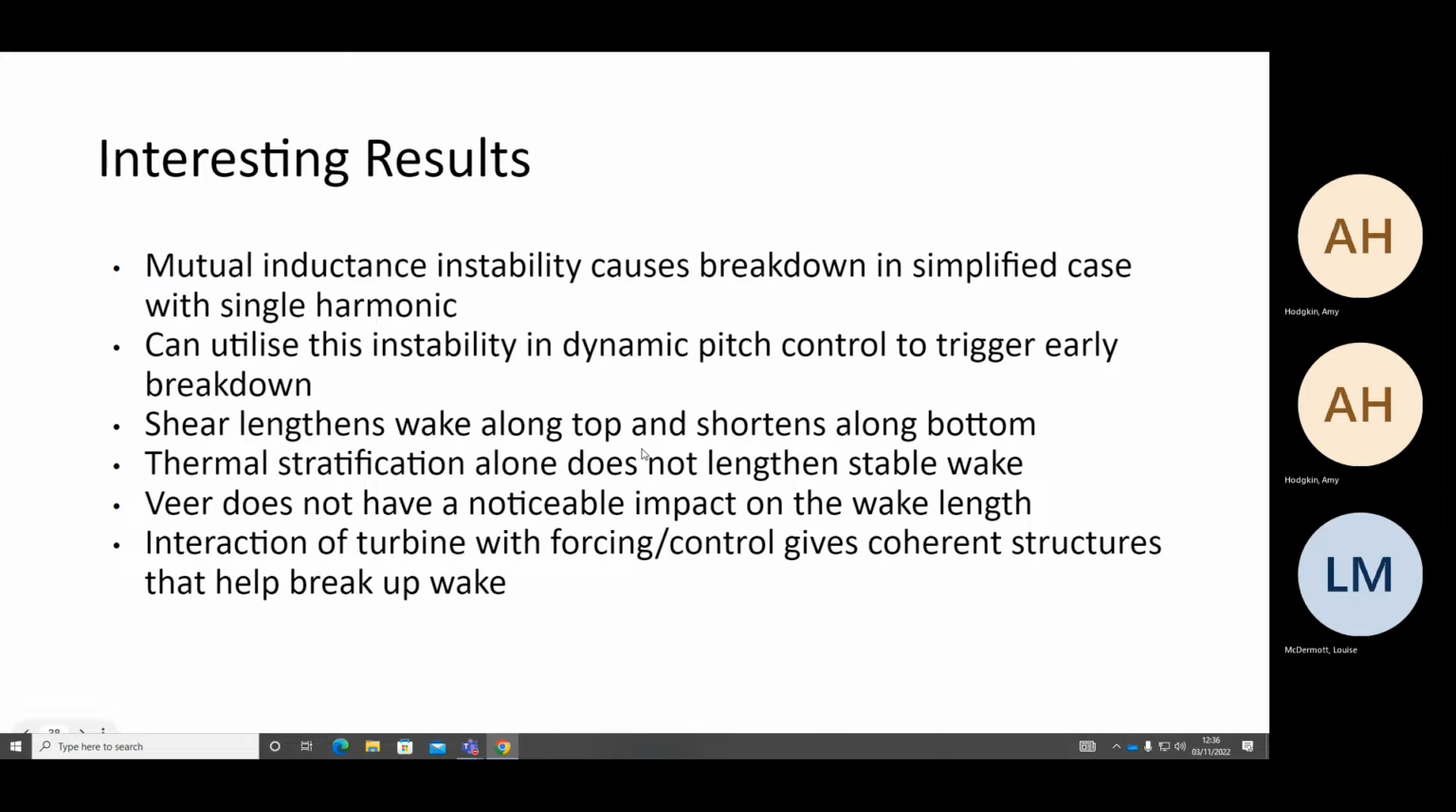Okay, so far we found that our mutual inductance instability does cause breakdown. I mean, we knew that, but we've confirmed it. We can utilize this in dynamic pitch control schemes to trigger early breakdown. Shear lengthens our wake along the top and shortens it along the bottom. Thermal stratification alone does not lengthen the stable wake. VAIR also doesn't, but it does skew the wake. And it's the interaction of the turbine with this forcing or control that we've added that gives these structures that break up the wake, not the turbine itself.